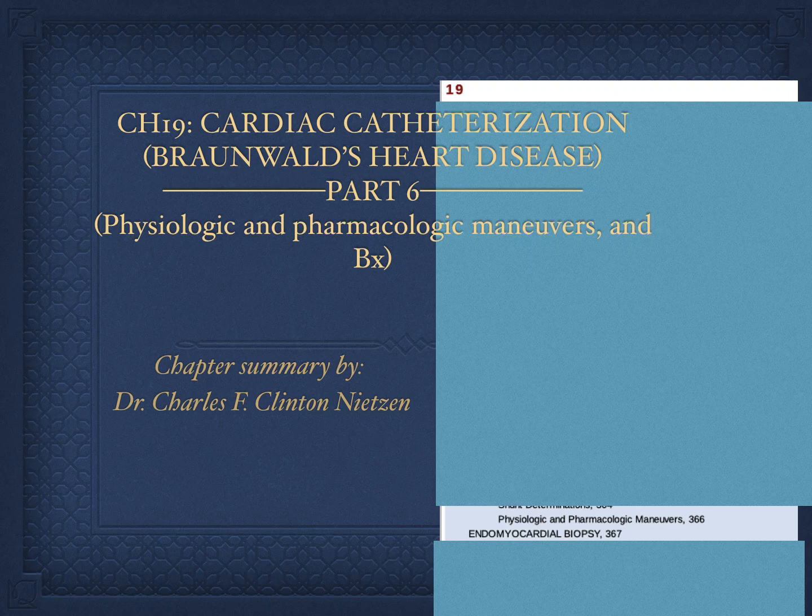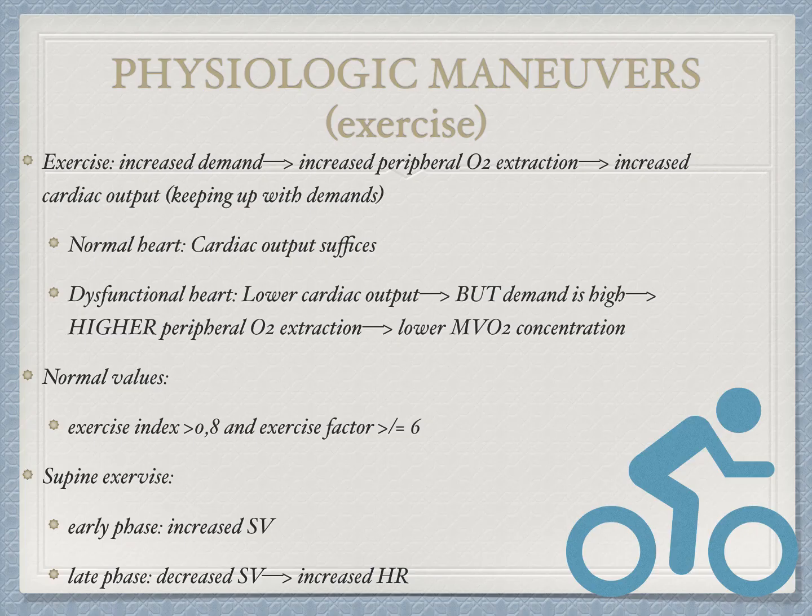Chapter 19, Summary, Physiologic and Pharmacologic Maneuvers and Biopsy in Cardiac Catheterization. What about physiologic maneuvers during exercise? You can put a catheter in this patient and make this patient exercise.